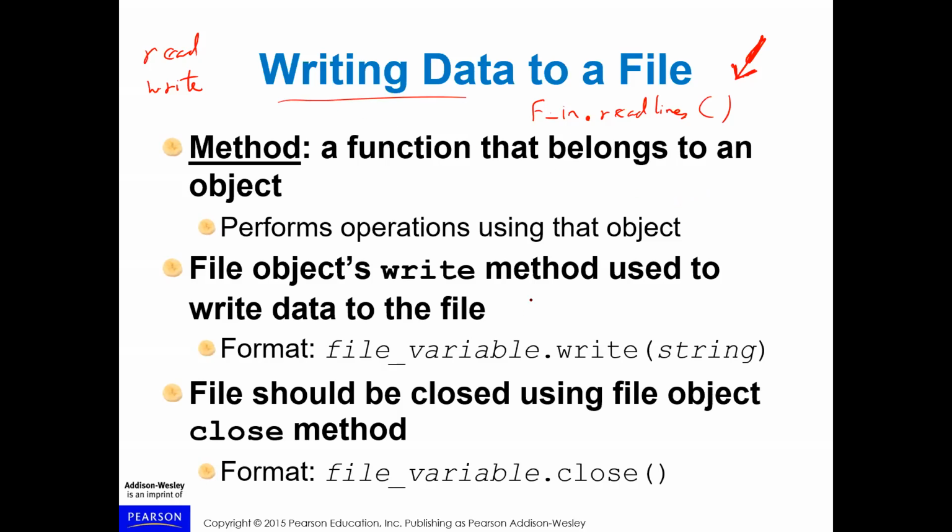So now let's think about writing data to a file. A method, as we know, is a function that belongs to an object. In this case, the object is fin, which is the reference to the file on disk or the drive. It performs operations using that object. So the file object, fin, has methods like write. Just like readlines, fin has a write function associated with it, called a method. The file object's write method, used to write data to the file, is as follows. You have the object, the function write, and then of course you have to specify the thing that you're writing to the file. And then once you're done, the file should be closed using the close method. You can see that there.